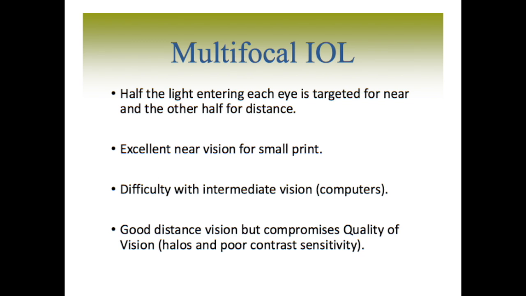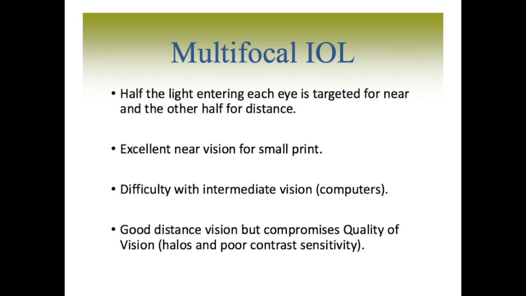Another option is the multifocal intraocular lens. Here, half the light entering the eye through that multifocal intraocular lens is targeted for near, and the other half of the light is targeted for distance. Unlike with blended vision, instead of using a multifocal intraocular lens, we're using what we call a monofocal. All the light is targeted at one distance.